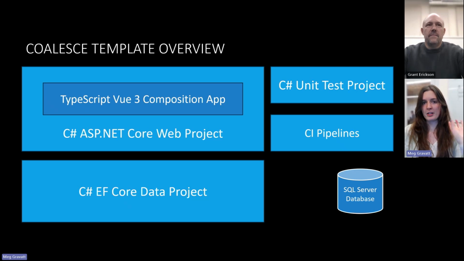You still get your data project and your web project and that test project and the database server. But now you have this new thing, the CI pipelines. And then you also have a bunch of additional options to set up some starter code with. Right, because initially we just had a regular template. You got the same thing every time.